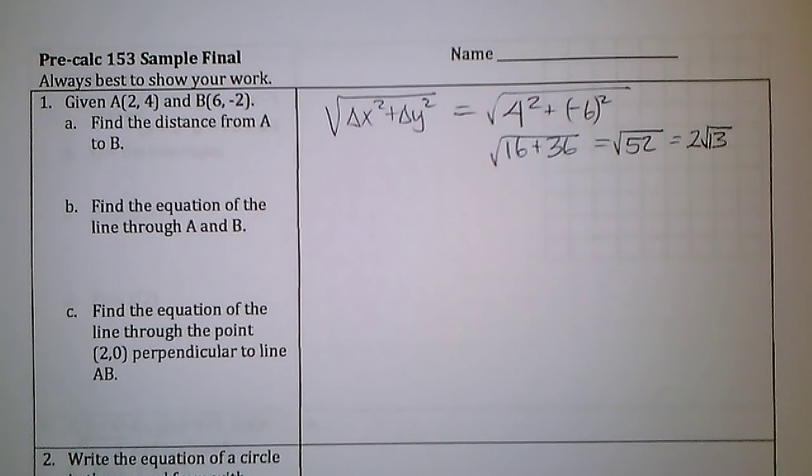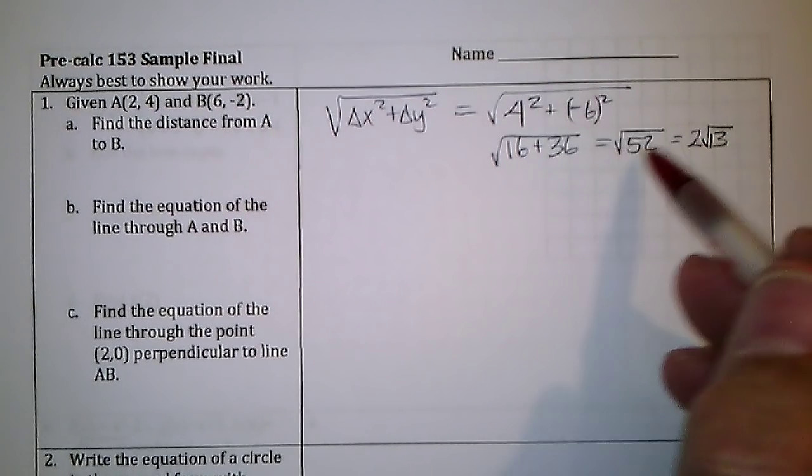And 52 has a 4 in it, so that could be 2 square roots of 13. 4 times 13 is 52. But you don't have to do that. You can leave it there.